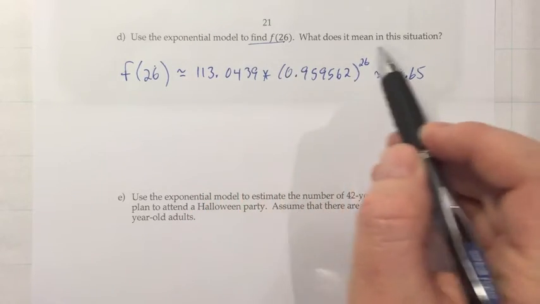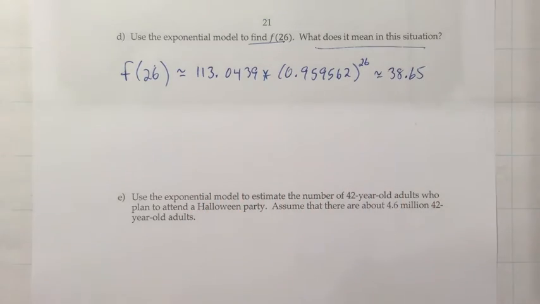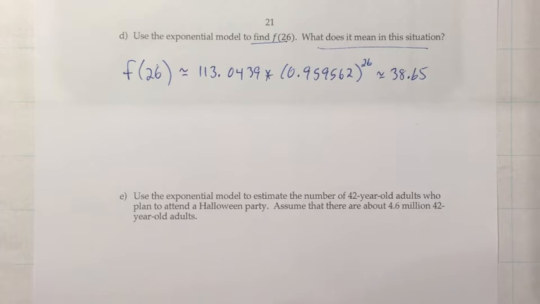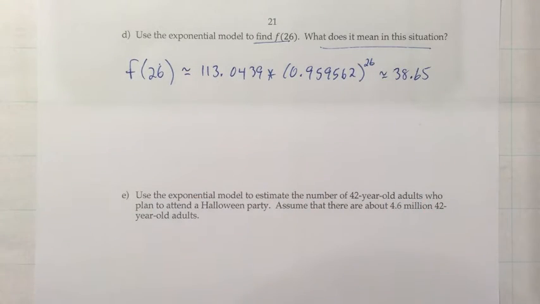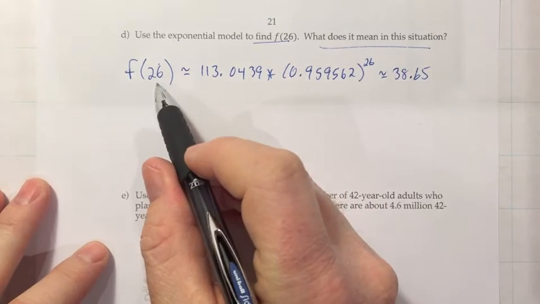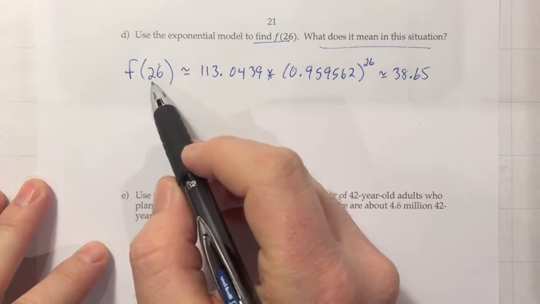said to just find it first and then explain what it means second. For me, that's kind of always simultaneous. I'm always thinking about what does this mean and what does that mean. Here they just kind of broke it up first. Compute it first, then think about what it means. So this input was t, so that would be 26-year-olds.